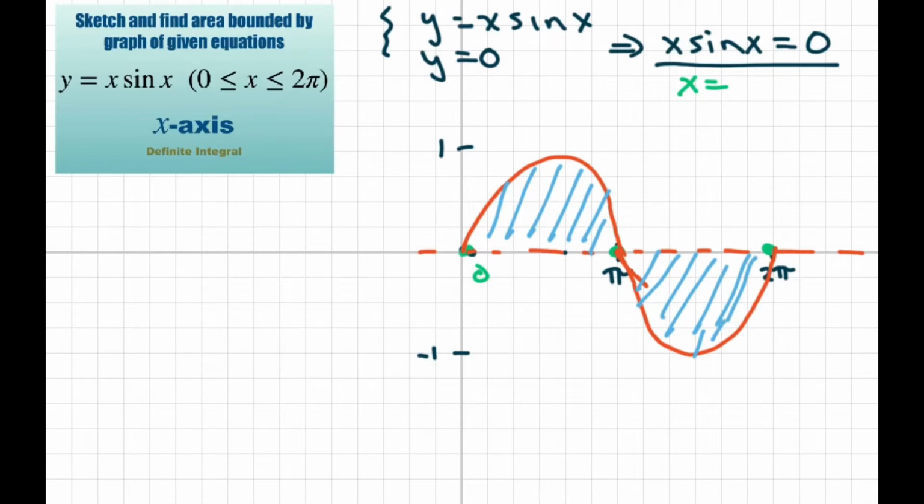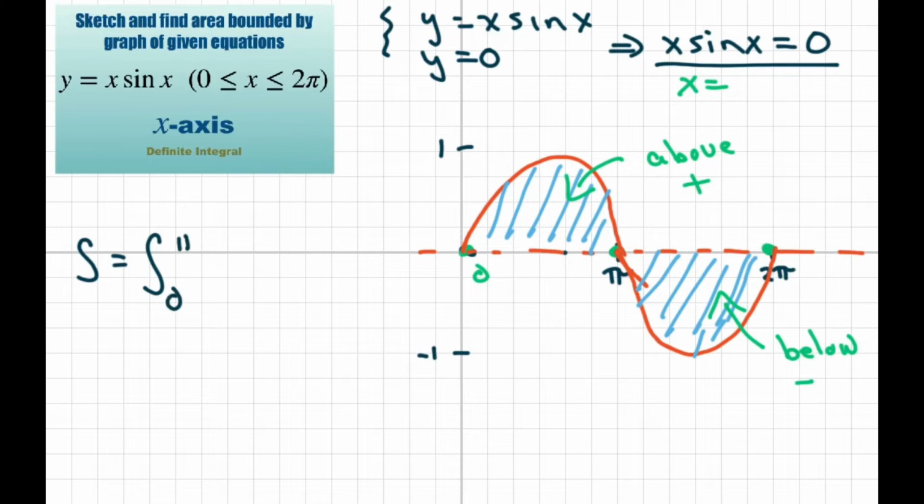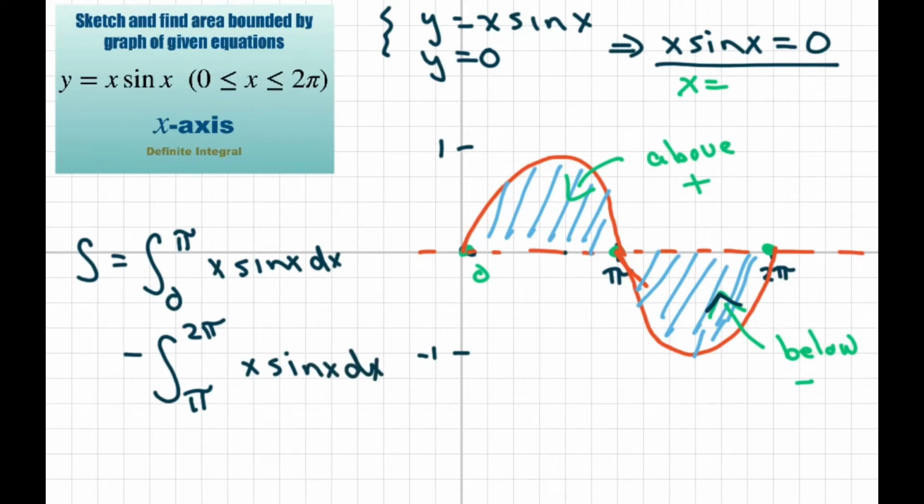All right. And notice that this area is above the x-axis, so it's going to be positive. This area is below the axis, so it'll be negative. For example, we would write this as our area equals the integral from 0 to pi of x sine of x dx, and then minus, because this area is below, the integral from pi to 2 pi of x sine of x dx. All right, so basically both of these are the same except for our limits here.